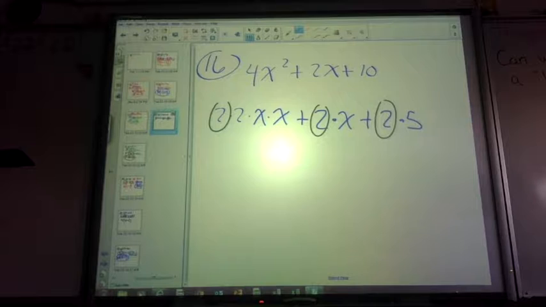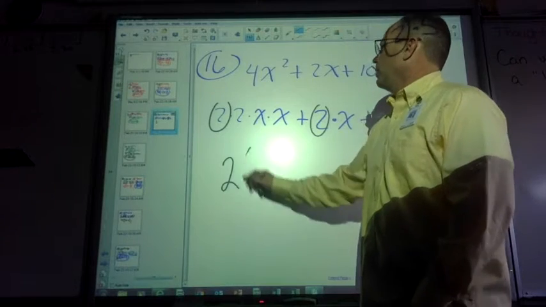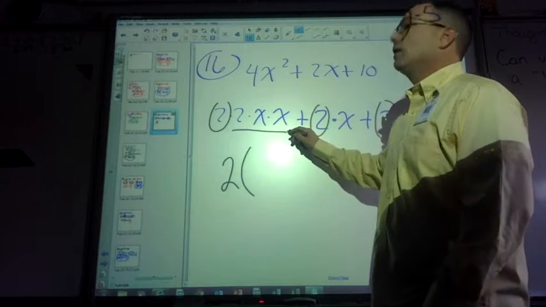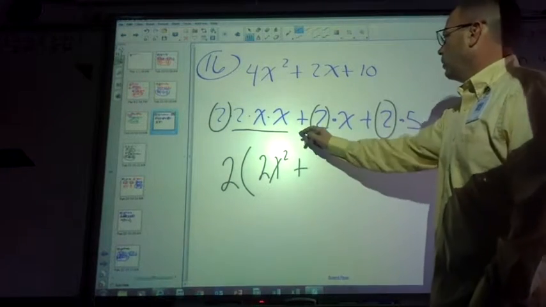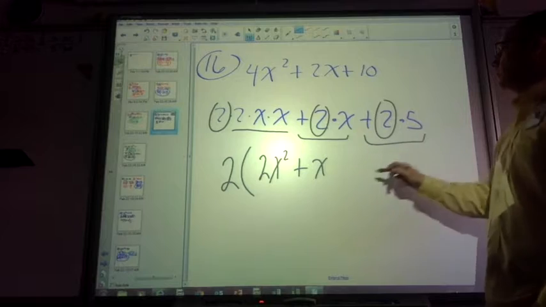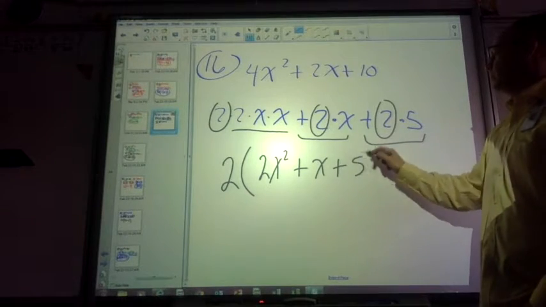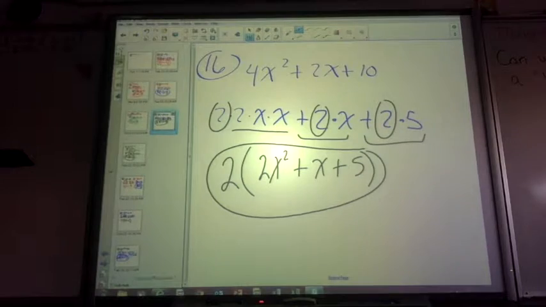Anything else? X. Is that an x there? Oh. No. But I like the enthusiasm. 2. What do I have left here? 2x squared. What do I have here? X. What do I have here? Here's my answer. I undistributed that 2.